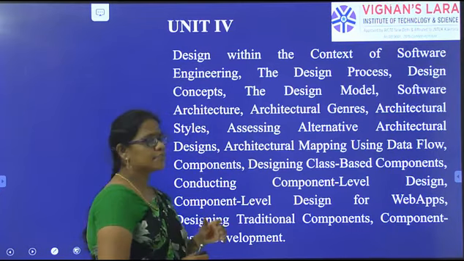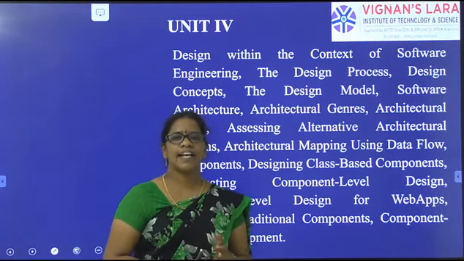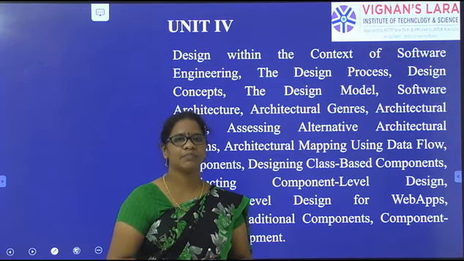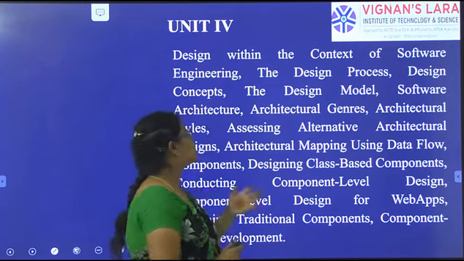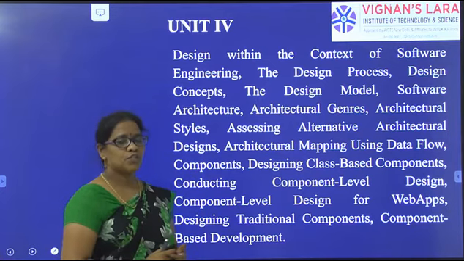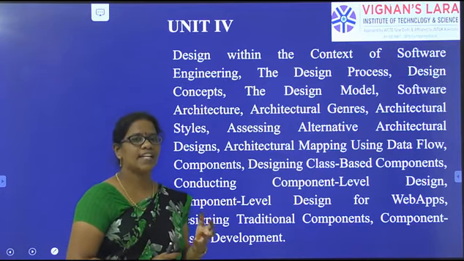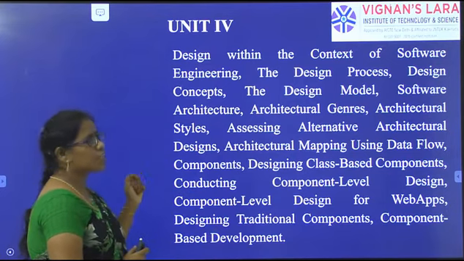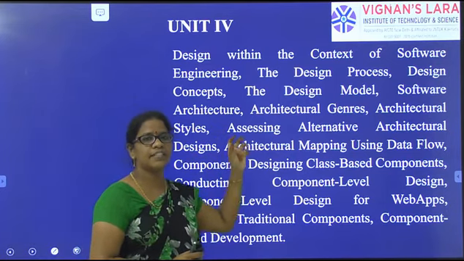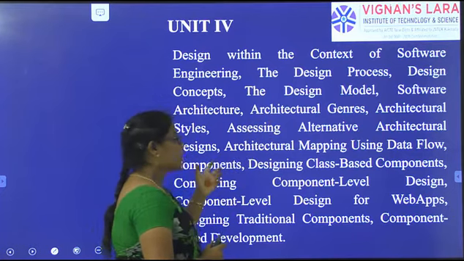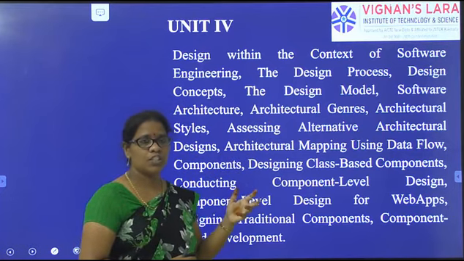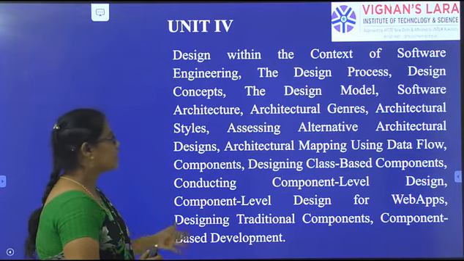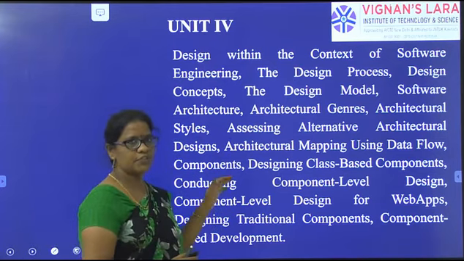The fourth unit is mainly concerned with the designing part. We have seen the requirements, now we are going for the designing. How does design have to be done? For software, what is the design context? For software engineering, what is the design process, what are the different concepts of design and design models, architecture, and what are the architectural styles? These are the different topics we will see in this fourth unit.